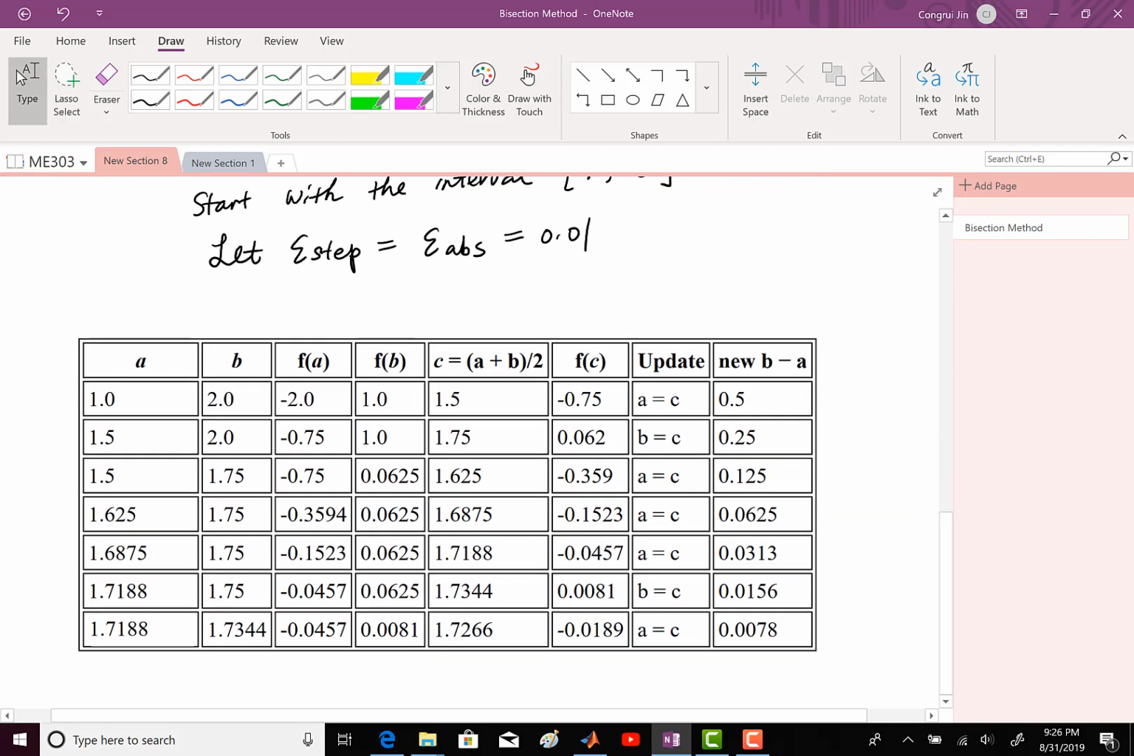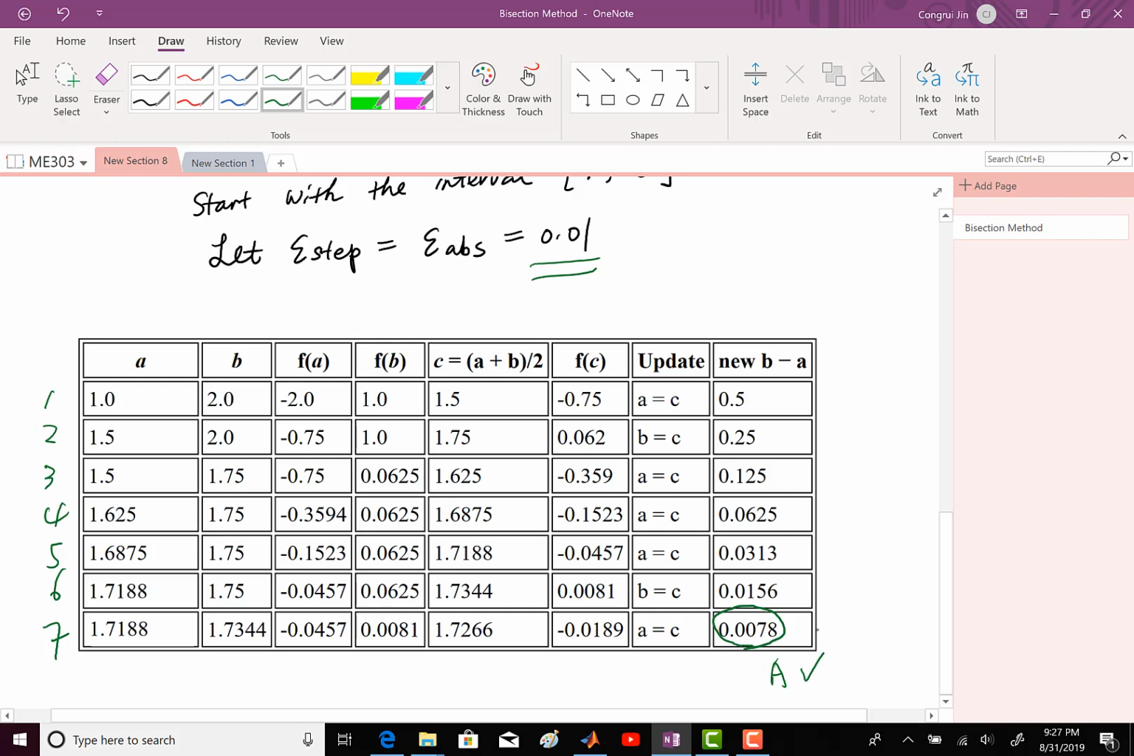As I showed you in the last video, you can do the iteration over and over again, right? Just follow this table. Assume that you did 7 iterations. And after the 7th iteration, you found that the width of the interval, which is b minus a, is equal to 0.0078, which is less than this epsilon step, right? Then condition A is satisfied, right? And let's check condition B.